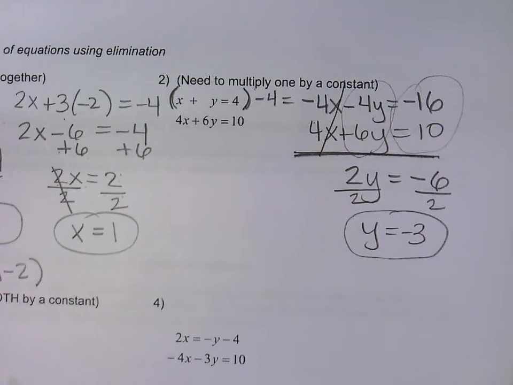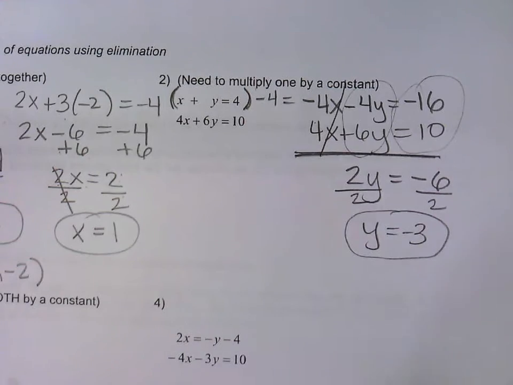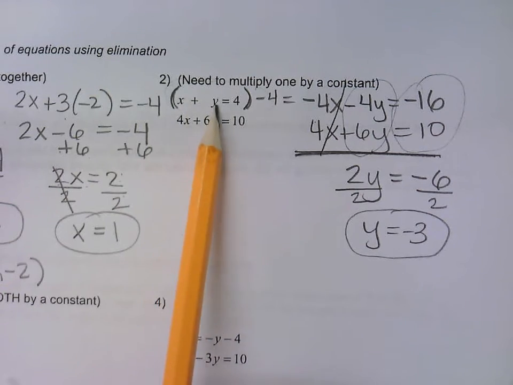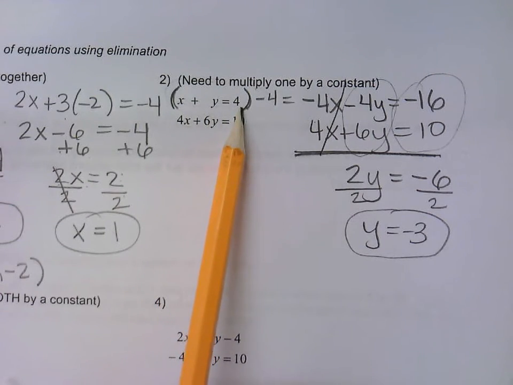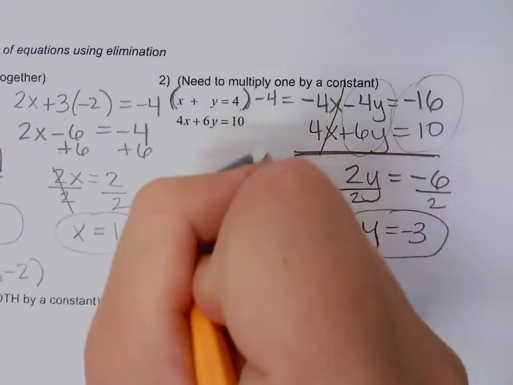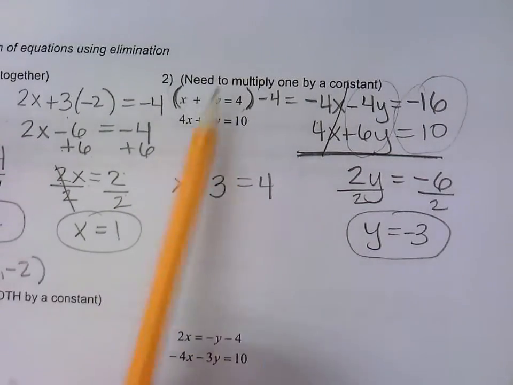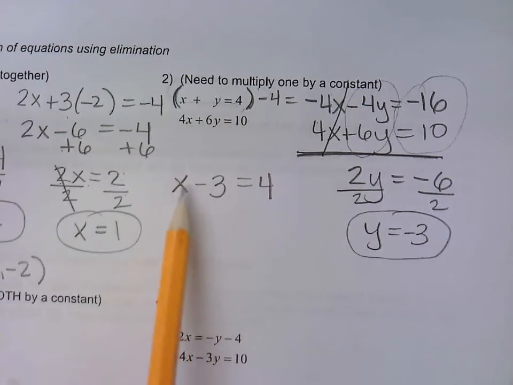See if you can plug it back in. Now you can plug it back into any of the equations, but to me this smaller equation, x plus y equals 4, is probably the easiest. So x minus 3 has to equal 4 if I use the top equation. So what does x have to be?